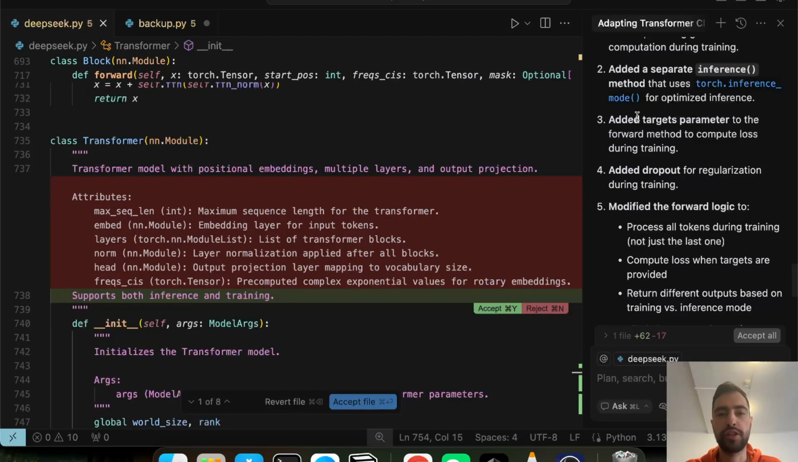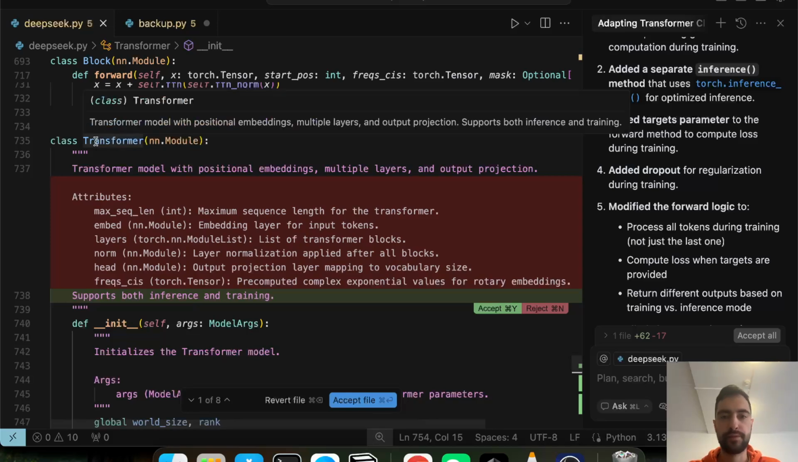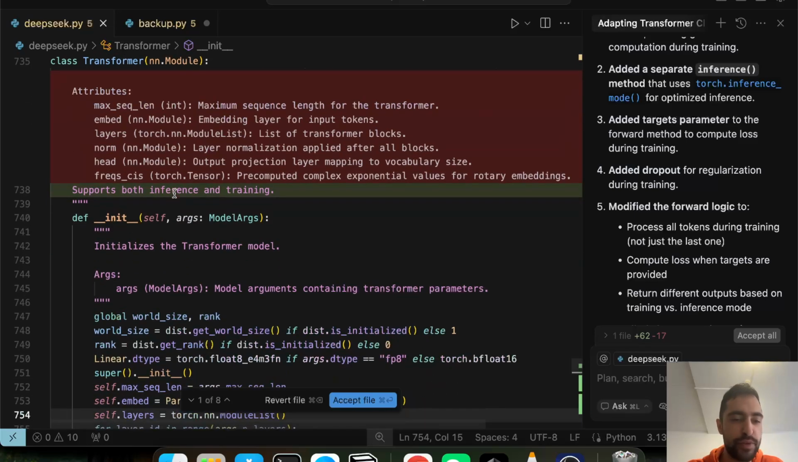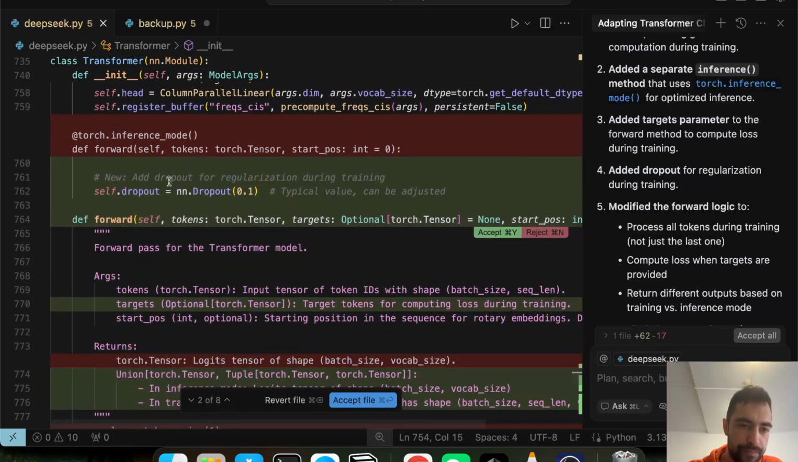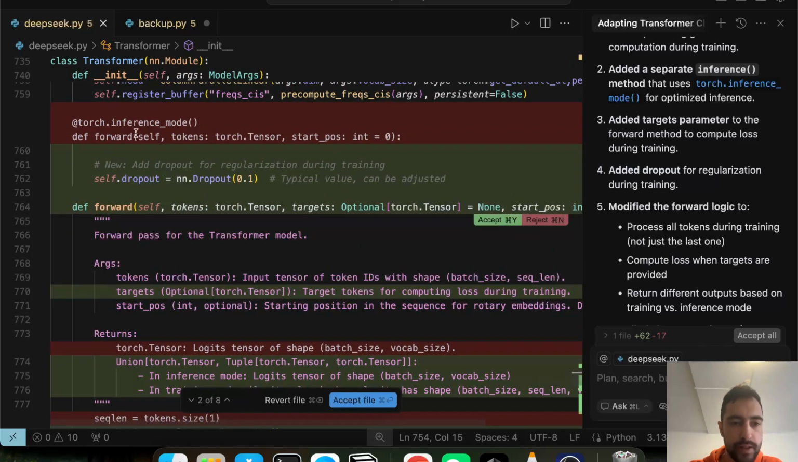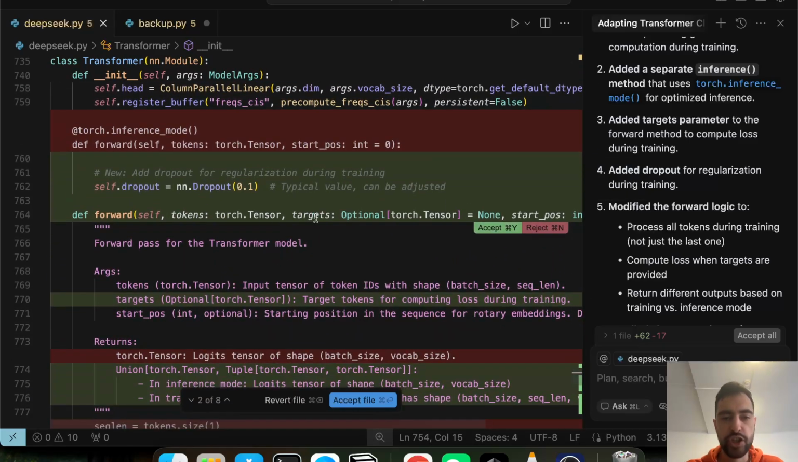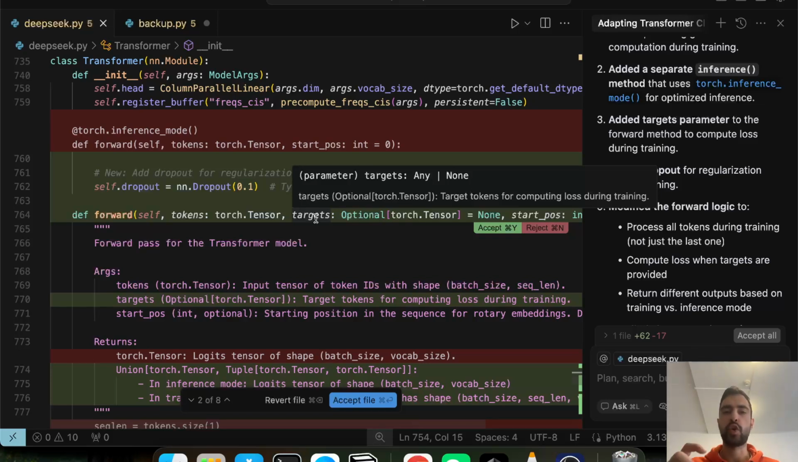Now let's see how Claude 3.7 thinking would adapt this transformer class from inference to training. I don't know why it would remove all of the attribute descriptions, but I wouldn't. Okay, so it moved this inference mode down below. So we have these targets. That's an additional parameter to the forward function, which just shows the target token the transformer is trying to predict, so you can calculate loss between the target and the predicted one.